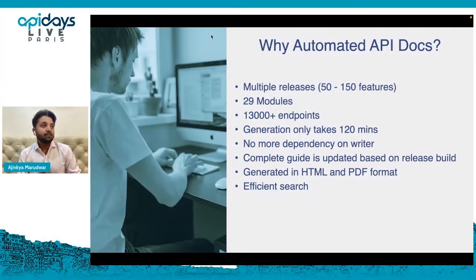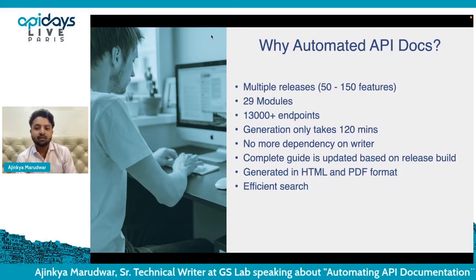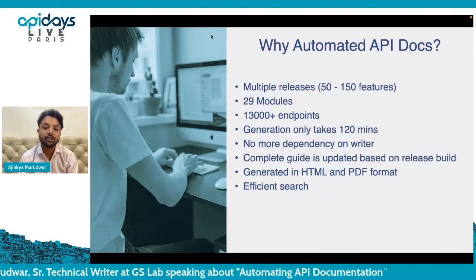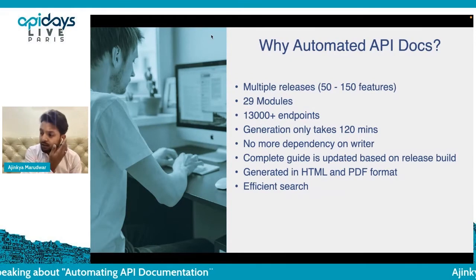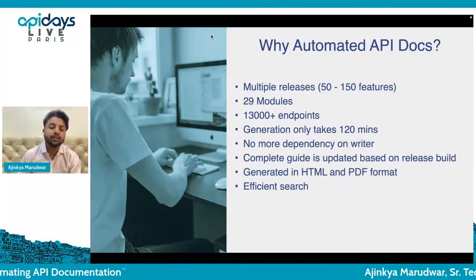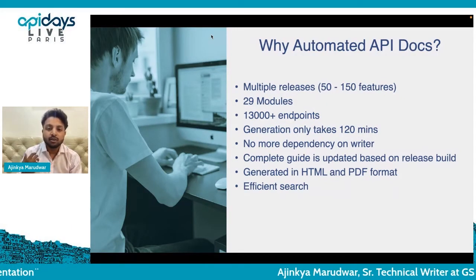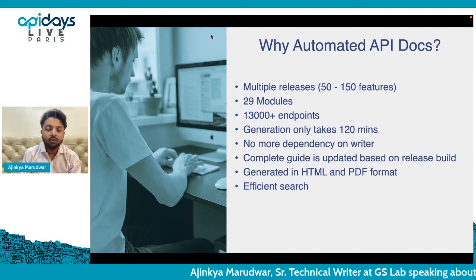And for generation, the optimum time that I have mentioned is 120 minutes. So it takes 2 hours to generate it completely, end to end. This was not the case initially when we first implemented it, but after that we started upgrading our code and everything, and we reached the point where the whole document is generated in 2 hours. And now there was no more dependency on a writer. Even a fresher or an intern, whoever joins the team, could start working on the API documentation.